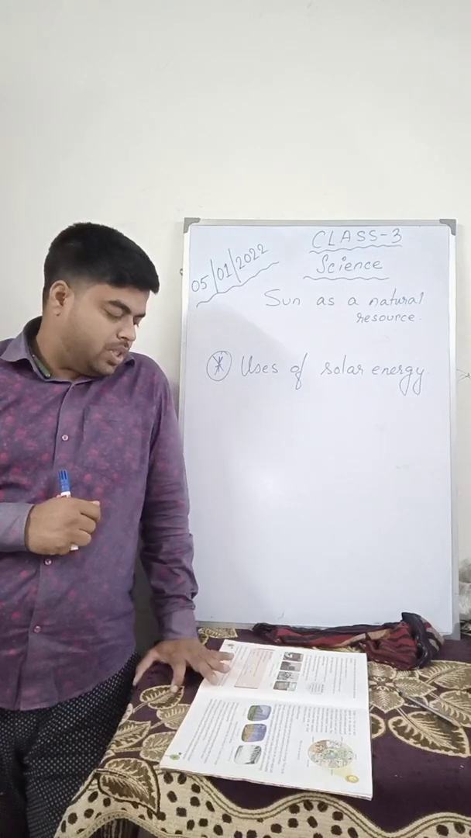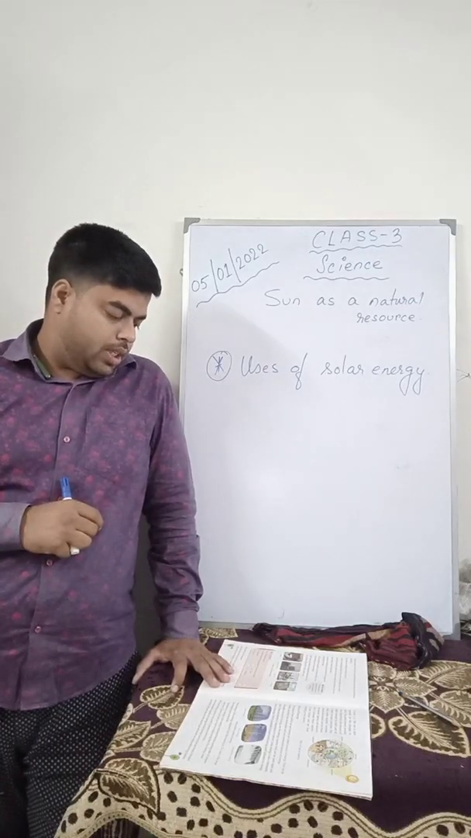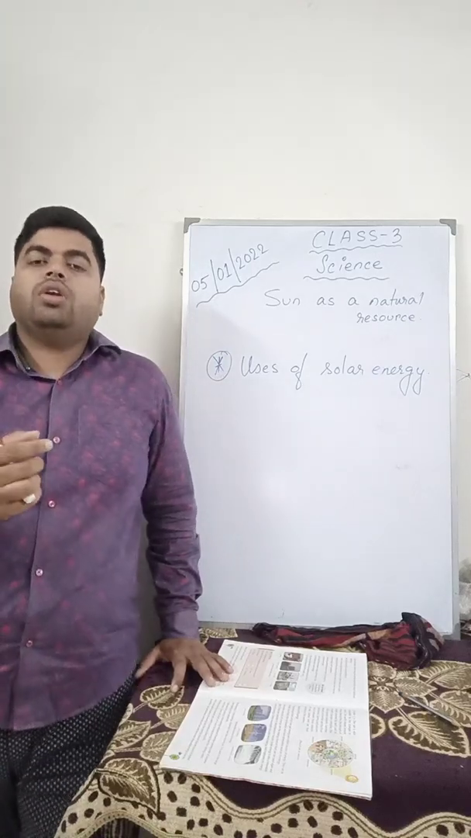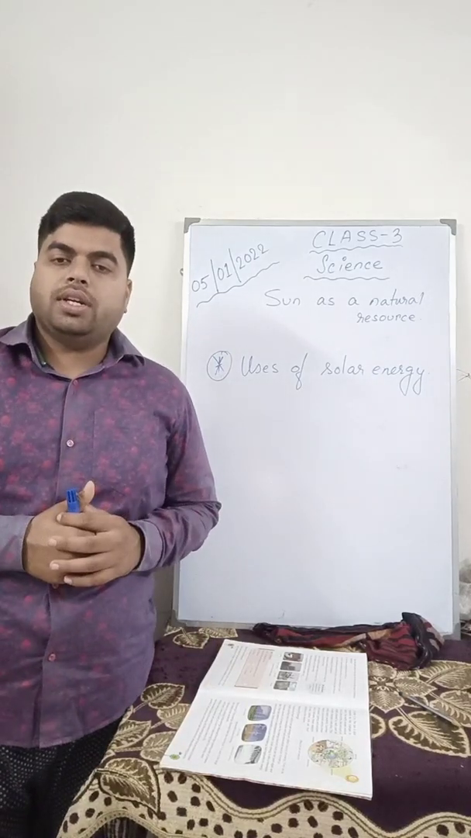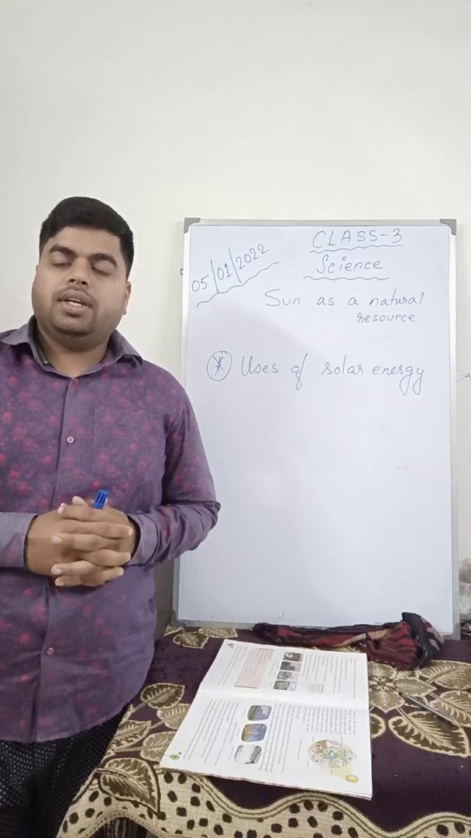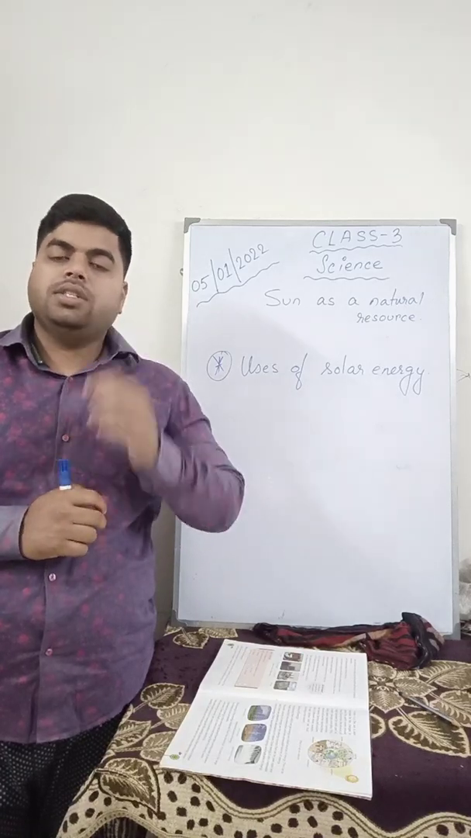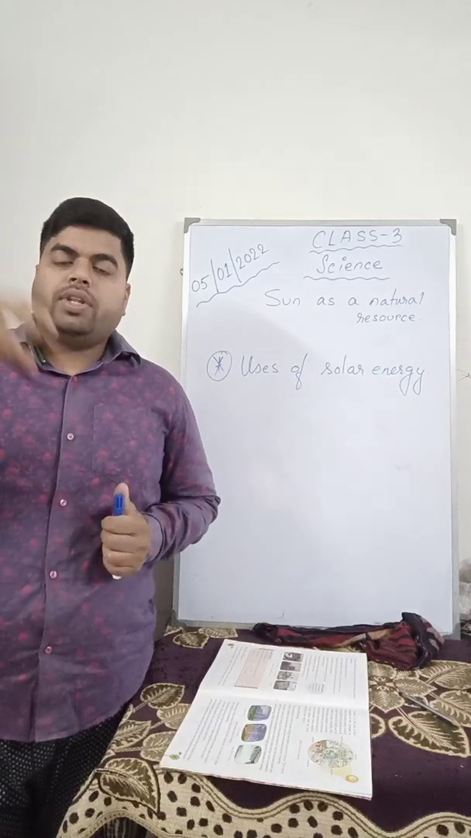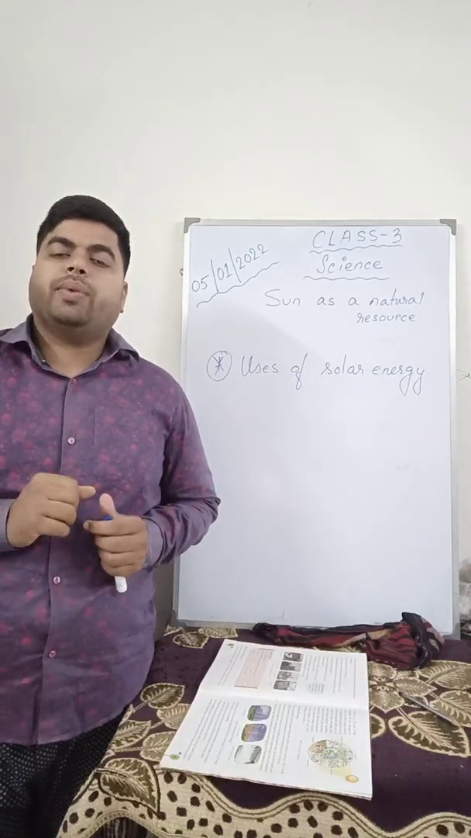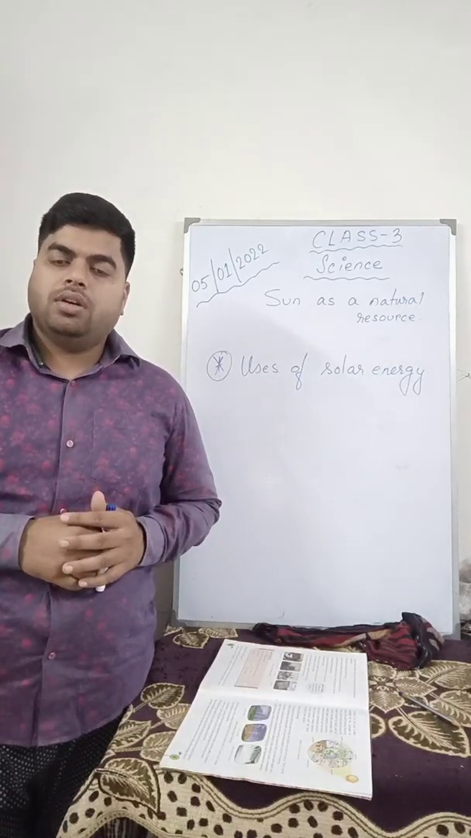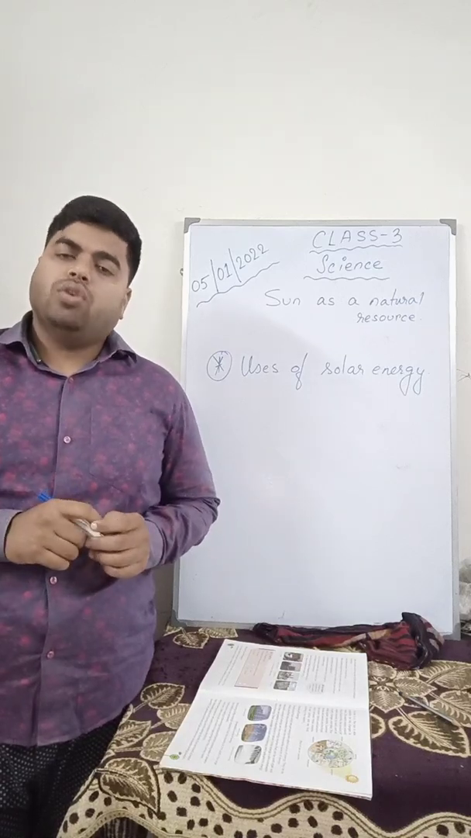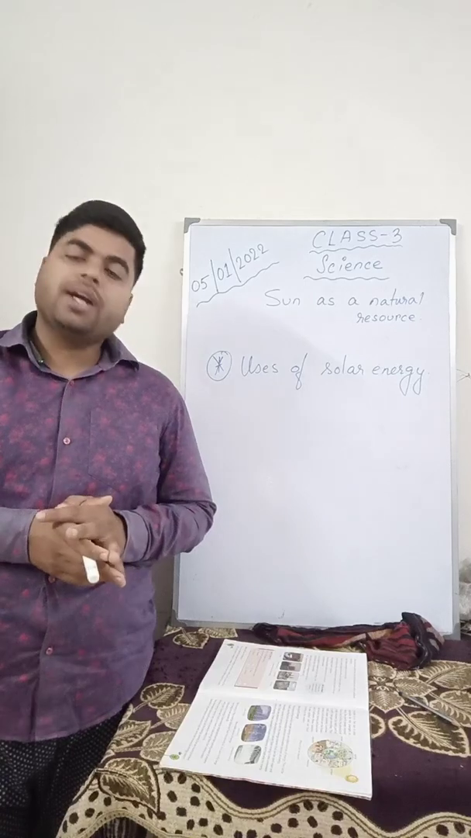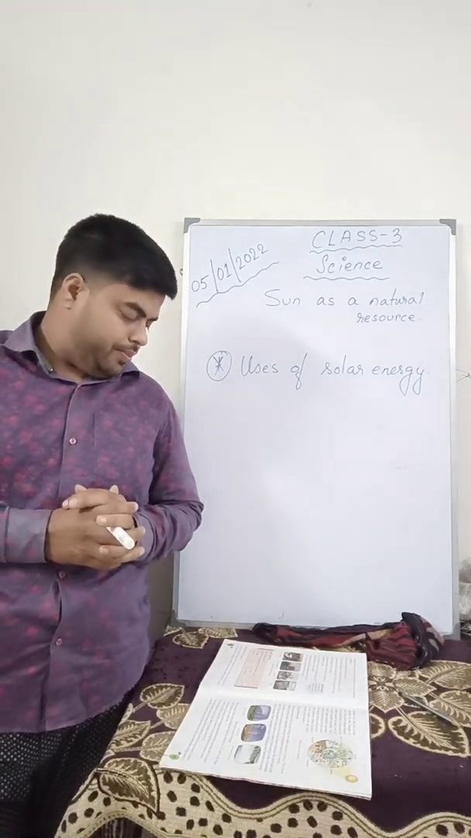Salt is made from seawater using solar energy. It is one of the oldest uses of solar energy. We all know seawater contains salt, so solar energy is used to separate the salt and water. Because of the heat of the sun, the water evaporates and whatever is left is the salt. This is a very old method to make salt from seawater.